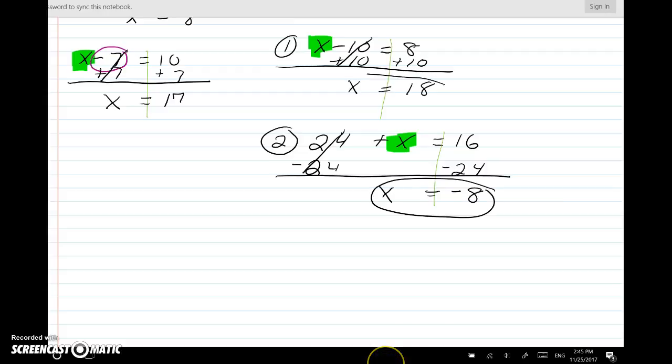Okay, notice, and I should have been doing this all along, we circle our final answer. The reason why we circle it is so when there's a whole bunch of numbers on the paper with x's all over the place, we know where to focus our eye so we can find the answer.